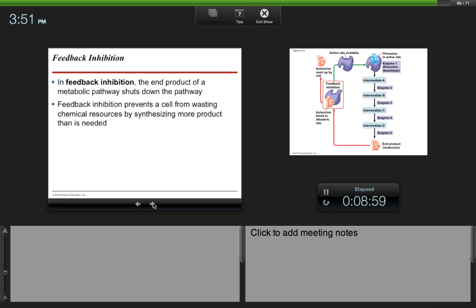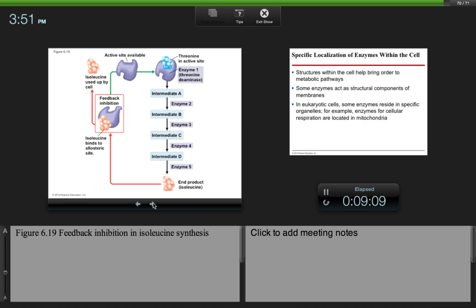In feedback inhibition, the end product of a metabolic pathway shuts down the pathway. Feedback inhibition prevents a cell from wasting resources by synthesizing more product than is needed. So this would be an example of feedback inhibition. Here we have the production of isoleucine. And isoleucine binds to the first enzyme in the pathway, and it shuts off that enzyme, thereby shutting off the whole pathway. So again, this is done to save resources and energy.